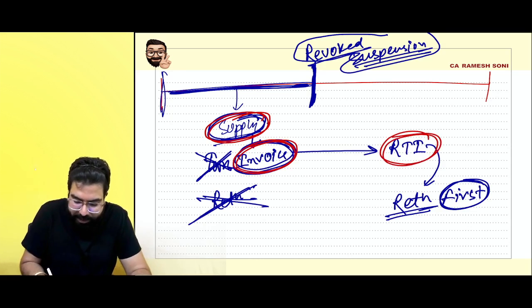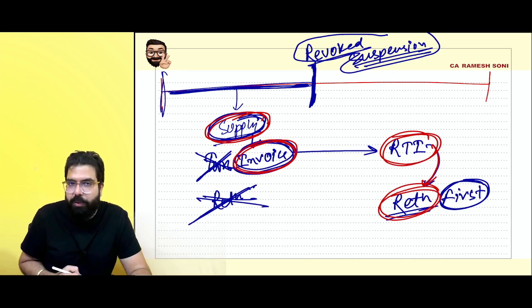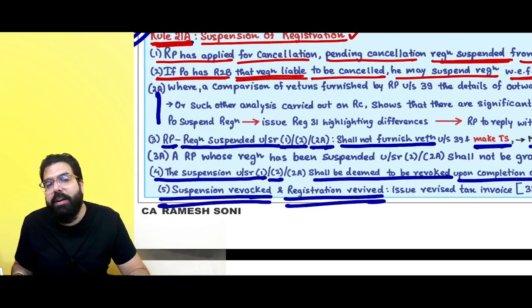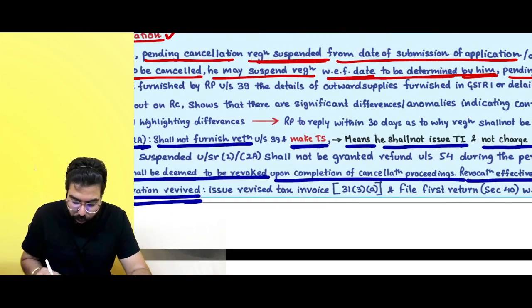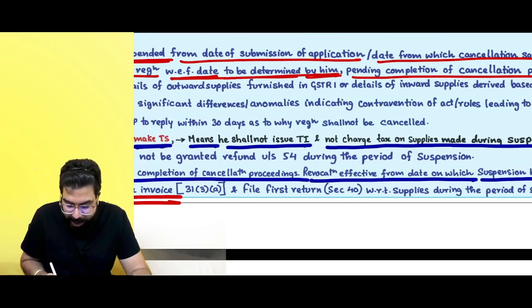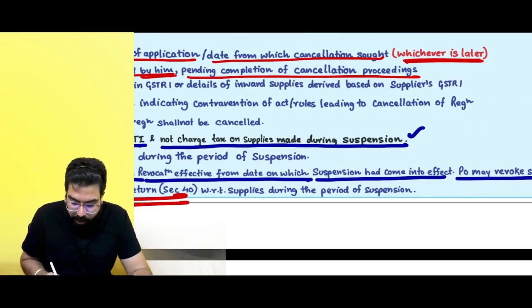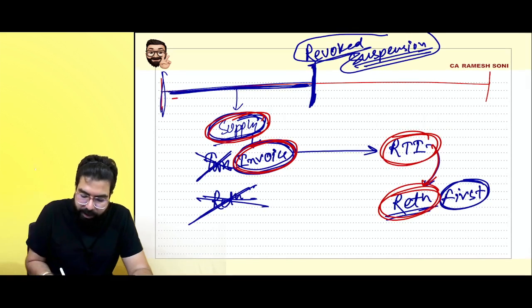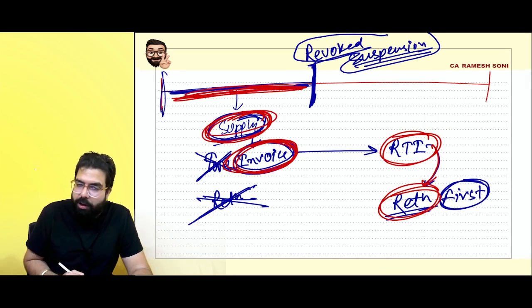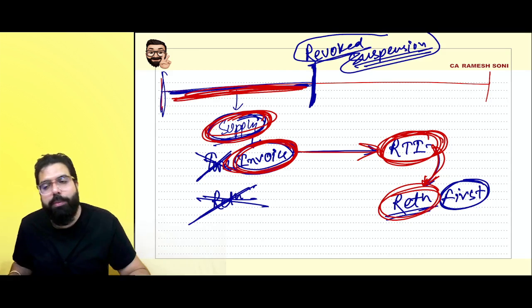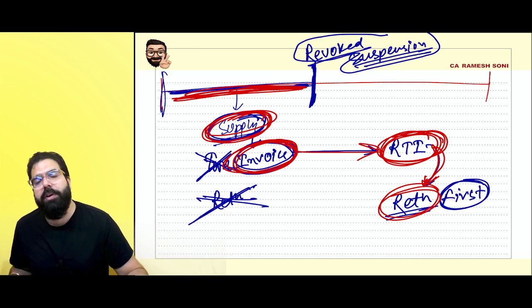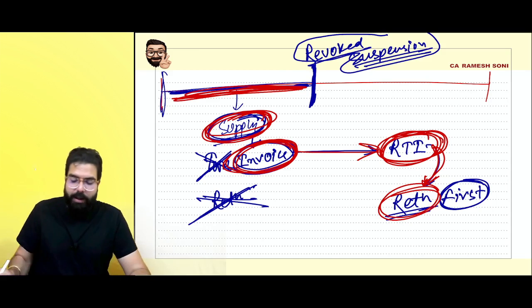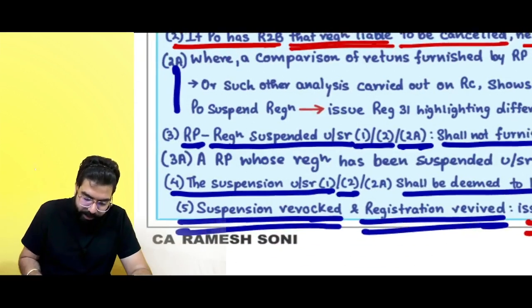You can issue a revised tax invoice, and all these details you can show in the first return which you are going to file after the revival of your registration. Issue revised tax invoice and file the first return with respect to the supplies during suspension. Whatever supplies you have done for which you have not issued a tax invoice, now you can issue a revised tax invoice, and all those you have to show in the first return which you are filing after the revival. Okay, sir, point is clear.